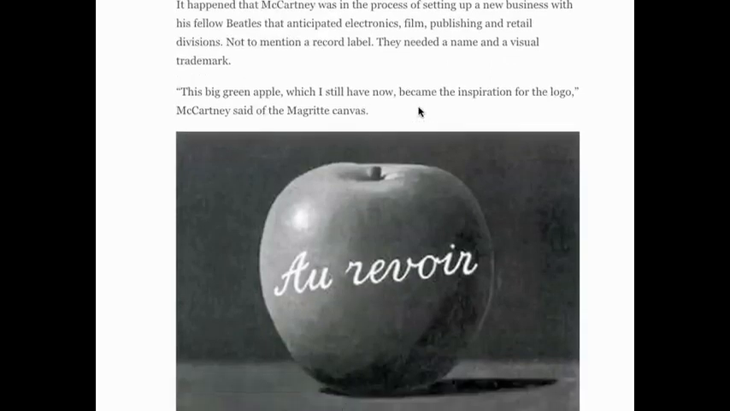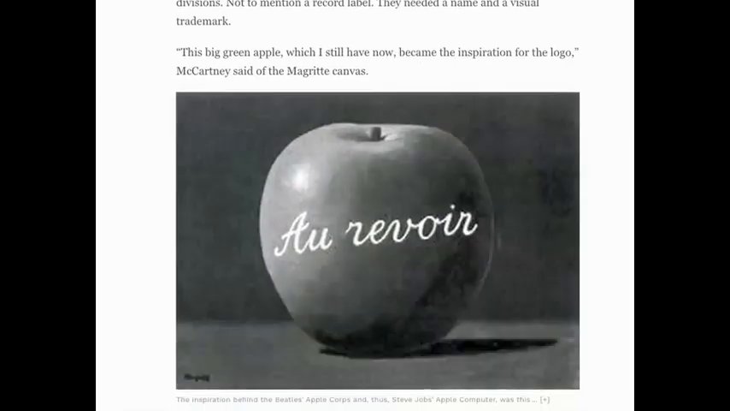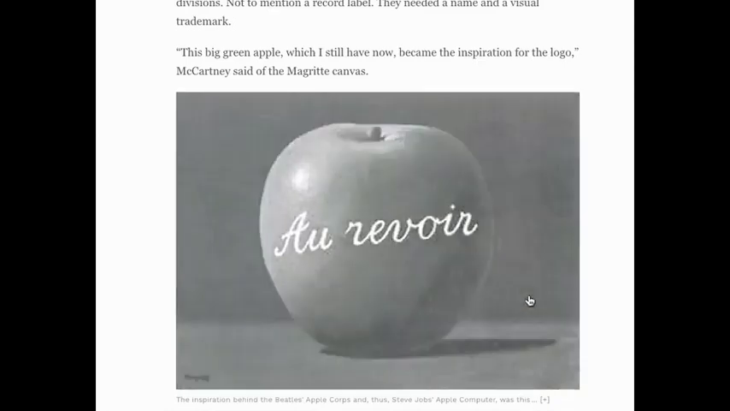Okay, this is the painting. The inspiration, it says, behind the Beatles' Apple Corps, and thus Steve Jobs' Apple Computer, stems from this. Oh, sure. Why would a young Paul McCartney, I don't want to get into the whole Billy thing, we'll leave that aside for now, that's fascinating on its own. We'll leave that bizarre set of circumstances aside. We'll just assume it's Paul McCartney.